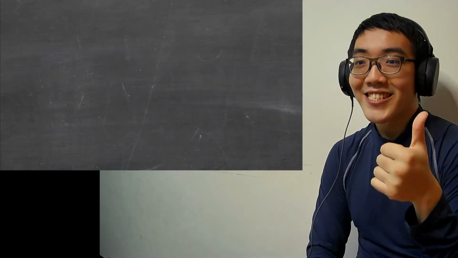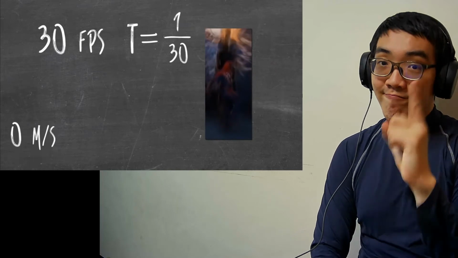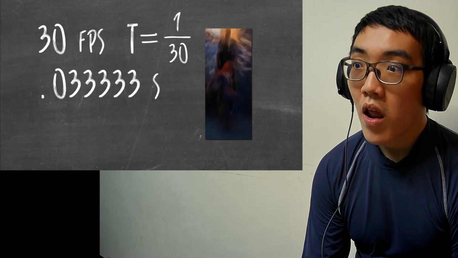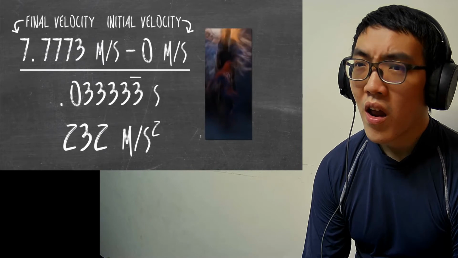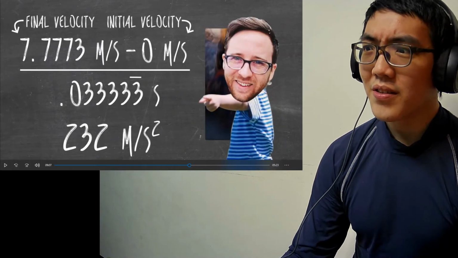Our Spider-Man frame rate is 30 frames per second, and our mook reaches top speed in just 1 frame, meaning he accelerates from 0 meters per second to 7.773 meters per second in just 0.0333 repeating seconds, giving him an acceleration of 232 meters per second squared. Holy moly! Oh my god, that is really dangerous.